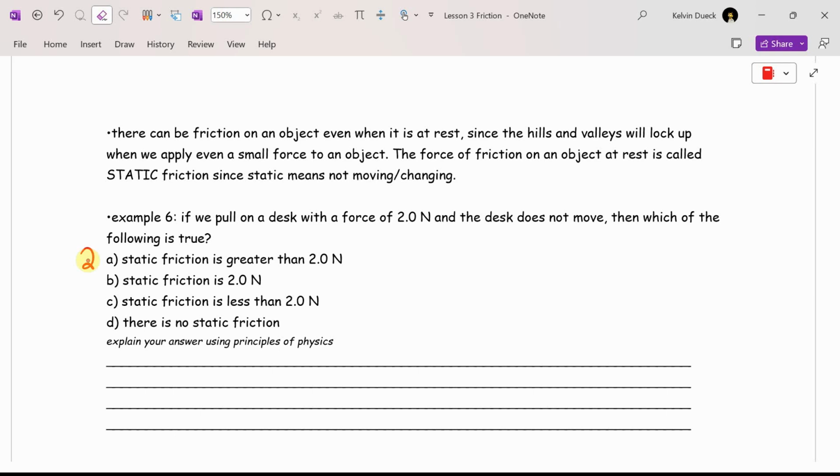Static friction is exactly 2 newtons. Ooh, 1, 2, 3, 4, 5, 6, 7, 8, 9. Oh, Sean just joined in as well. So we have our famous lots minus 2. Why does the answer have to be B? Why can't A or C or D be correct, Gerard?